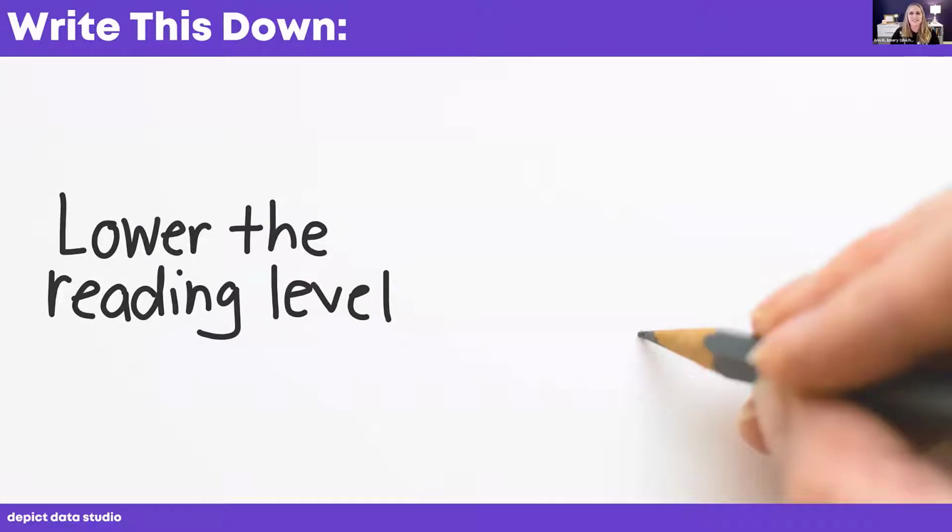So here's what you're going to write down. This one's pretty obvious. We're going to lower the reading level. Lower it. We're going to test it. Then we're going to adjust it. I'm going to give you a list of how to lower the reading level, and you're going to lower the reading level. So let's get into some details of this one.